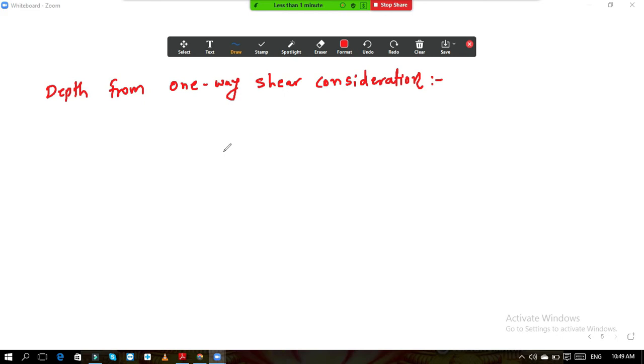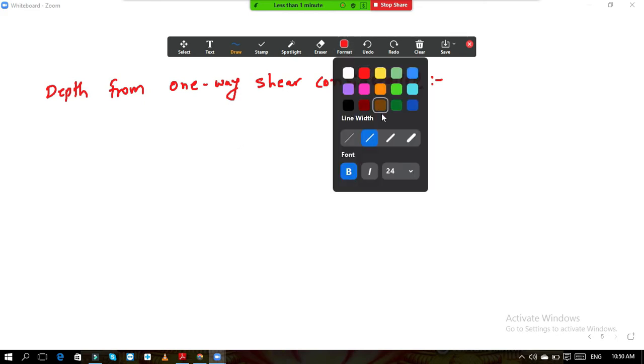Now for the one-way shear, we know where our critical section is. For the one-way shear, our critical section is at a distance D. Now I will directly draw the diagram so that it will be better for our understanding. How to take the strips? We will take two strips, one in X direction, another in Y direction, to evaluate the depth from one-way shear consideration.